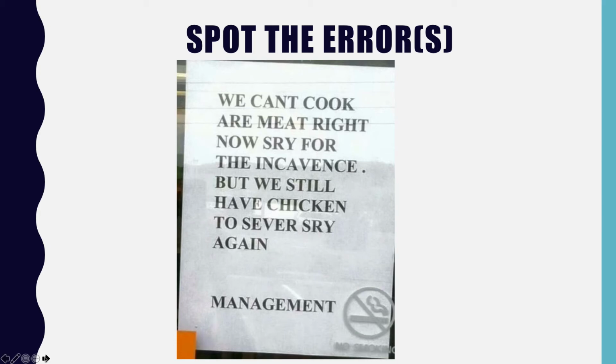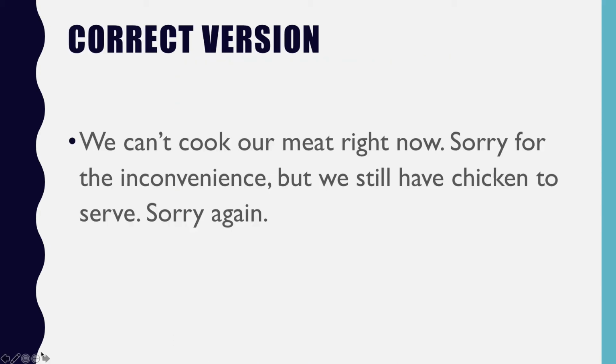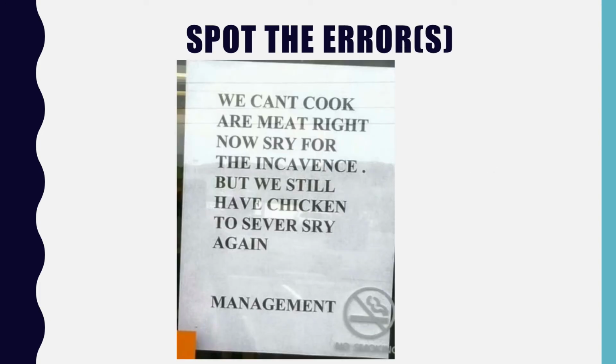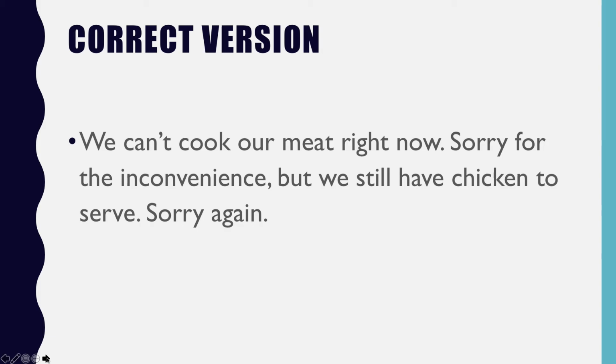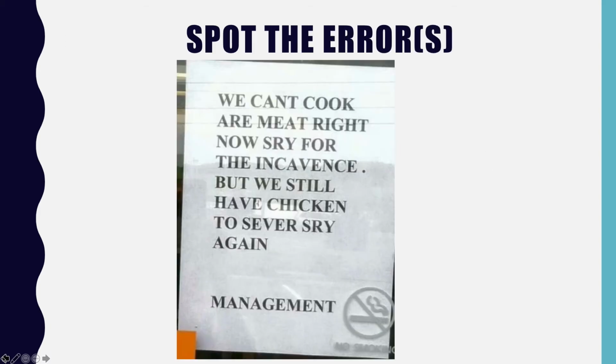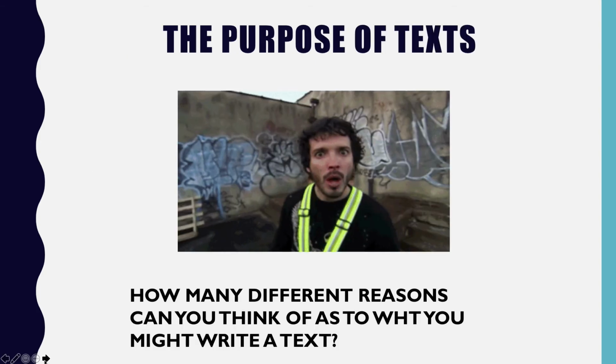Okay, so hopefully you got that. So this is the correct version. We can't cook our meat right now. Sorry for the inconvenience, but we still have chicken to serve. Sorry again. So just quite an example of how if you do get your English and your spelling wrong, it's virtually impossible for anyone to understand you. So check your version against the version up here and see how many you actually got right. And that's the original again. Okay, good. Right, let's move on.